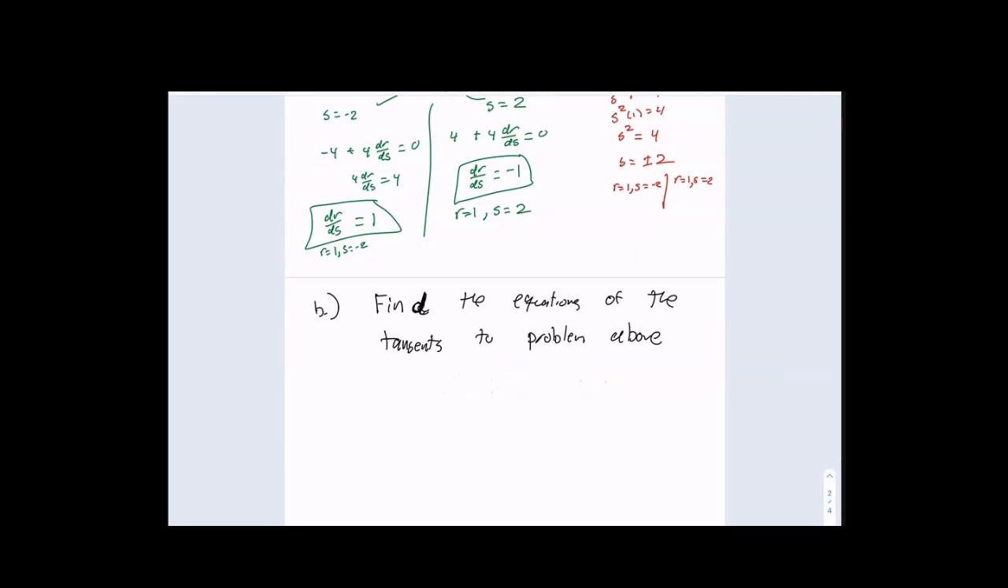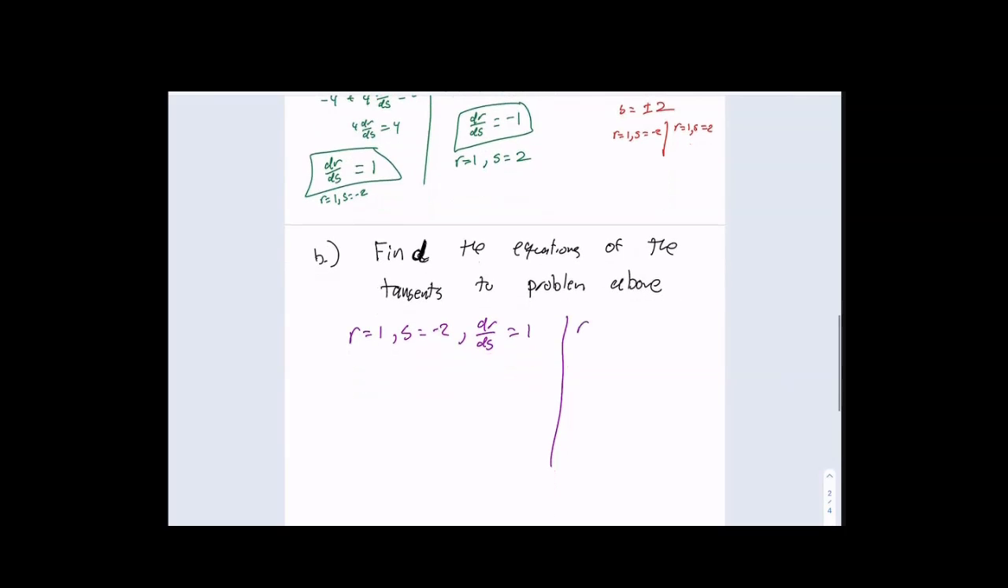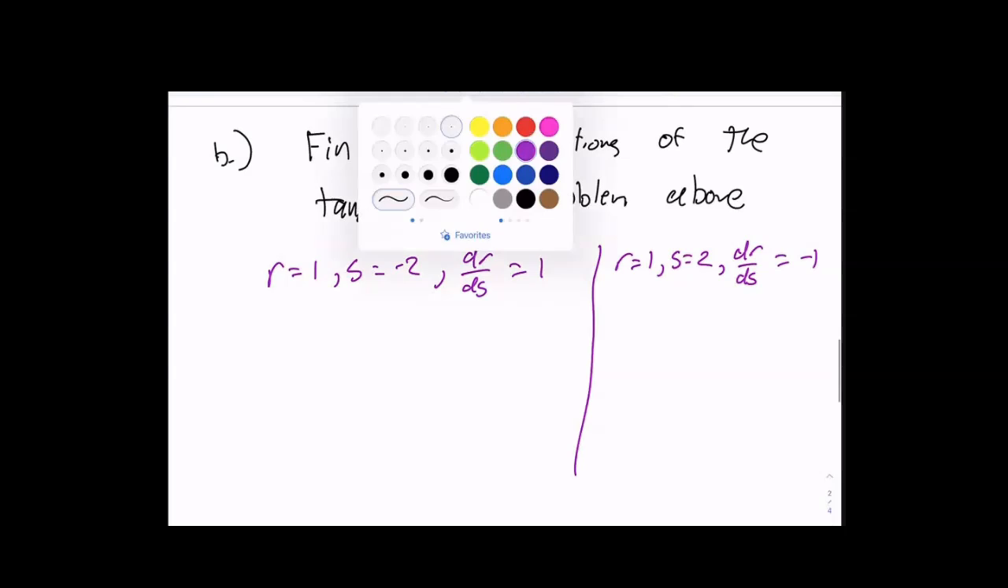Let me just write it this way. Let's do this first one. R equals 1, S equals negative 2, dr ds equals 1. Okay, that's the first one. The other one is R equals 1, S equals positive 2, dr ds equals negative 1. So now that we have this information, we're just going to go directly to the answer.